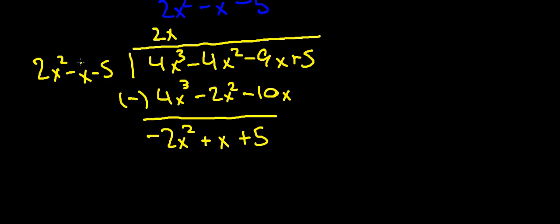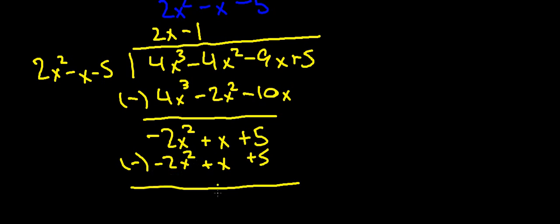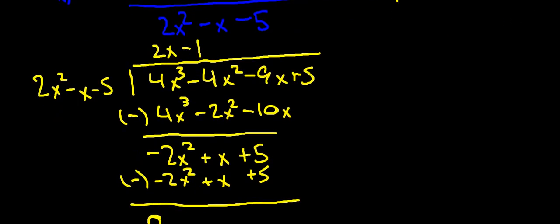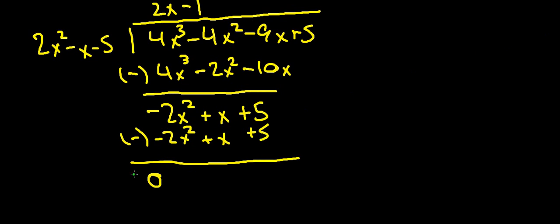Now we repeat this. In order for 2x squared to be equal to minus 2x squared, we just multiply this by minus 1. And again the same process, minus 2x squared, a plus x, and a plus 5. And we subtract these out, and we get 0. So this divides evenly into this. We have no remainder. So what this is equal to is just 2x minus 1, as we're left with no remainder. So it divided out evenly.